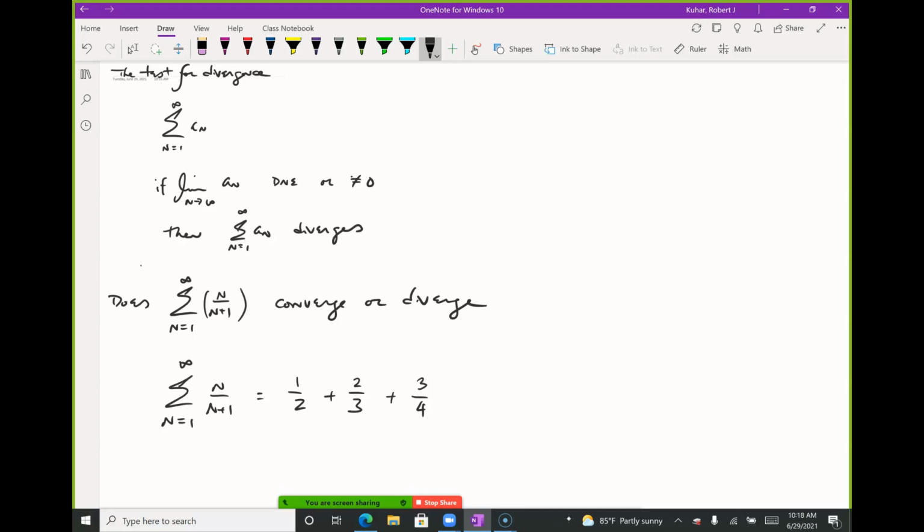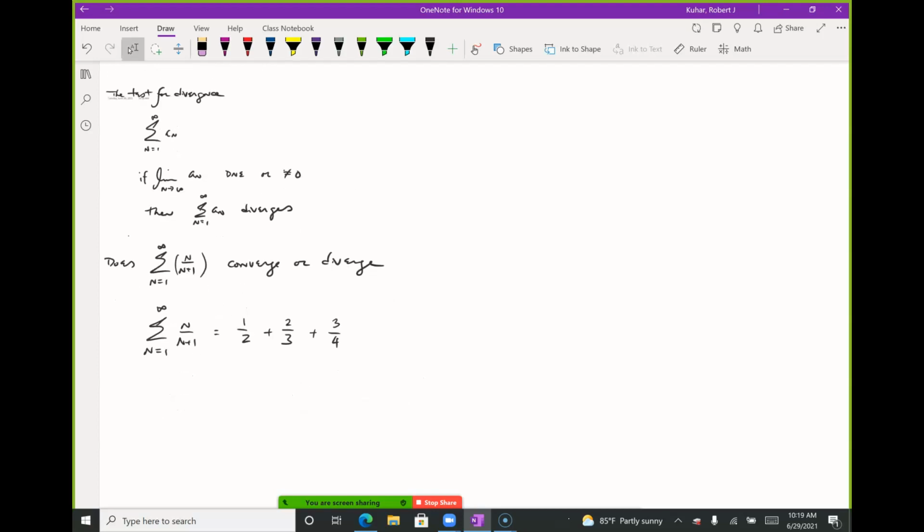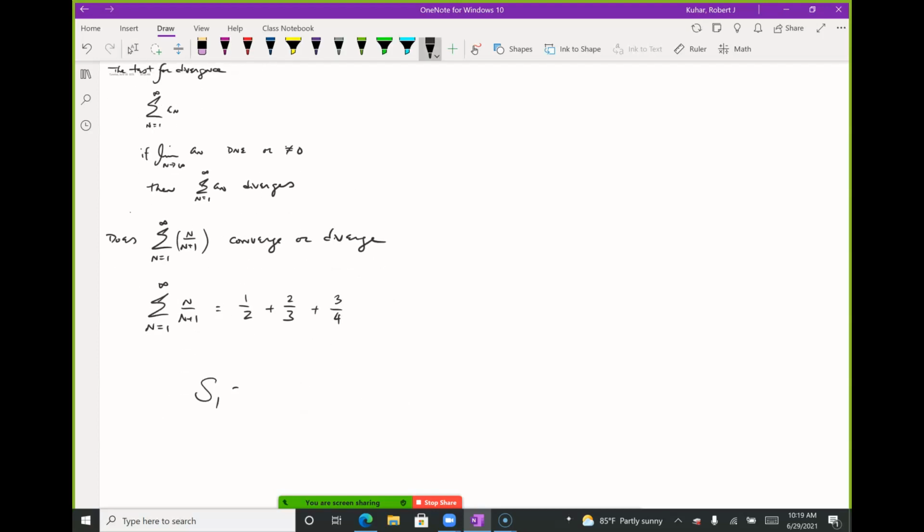So eventually, I'm still going to be adding something really close. I'm going to be adding 0.9999 and then 0.9999999. I'm eventually going to be adding a bunch of 1s forever. So I don't realize that, and then I go to my partial sums, right? So I go to my partial sums.